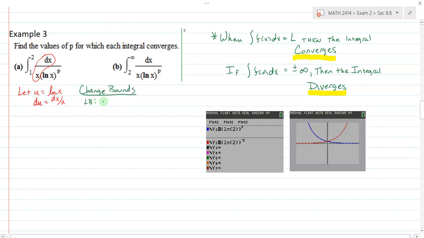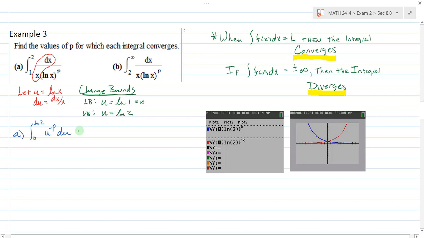For our lower bound, we're going to plug in a 1 in place of x in our u. So that means that u is going to be equal to the natural log of 1. And what is the natural log of 1? That's equal to 0. For our upper bound, we're going to plug in a 2 in place of x, and that's going to give us the natural log of 2. That means that the integral in part A can be rewritten as the integral from 0 to the natural log of 2 of u to the negative p du. What I did was I moved this term up into the numerator, which caused the exponent to become negative.